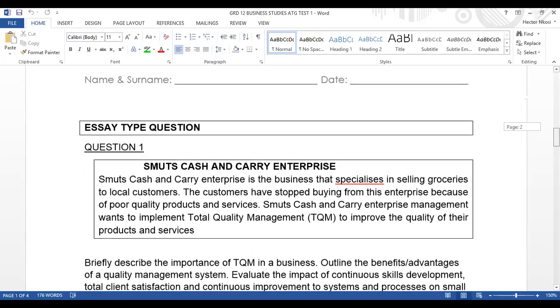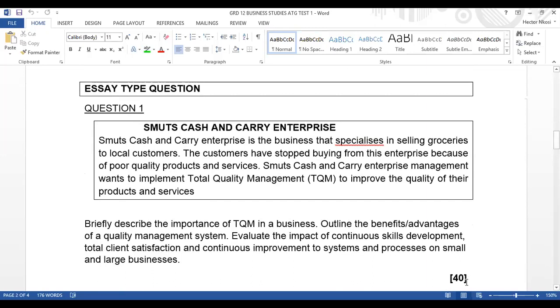Now let's go through this essay type question basically, and as I said to you, it's for 40 marks. It says Smart Cash and Carry Enterprise. So this is the name of the enterprise, your Smart Cash and Carry. It says Smart Cash and Carry Enterprise is a business that specializes in selling groceries to local customers. So it is a business and it specializes in selling groceries to your local customers.